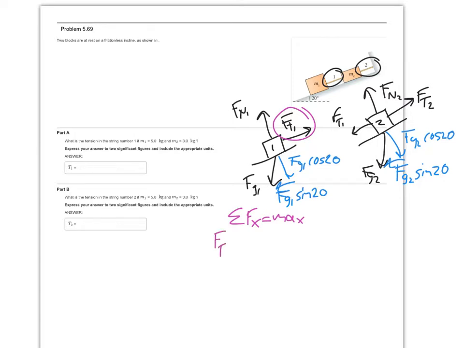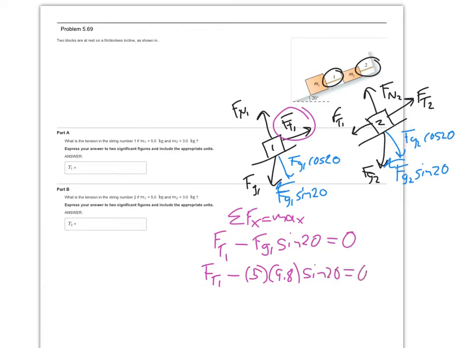So for block 1, it's going to be FT1 minus FG1 sine of 20. And that's equal to 0 because our system is at rest here. So we have FT1 minus the mass of object 1, which is 5 times 9.8, just substituting in mg for that force of gravity, times sine of 20, and that's going to be equal to 0. When I go ahead and solve for FT1, I end up finding that FT1 is equal to 16.8 newtons. Rounding that to 2 sig figs, I get 17 newtons for the force of tension in rope 1.